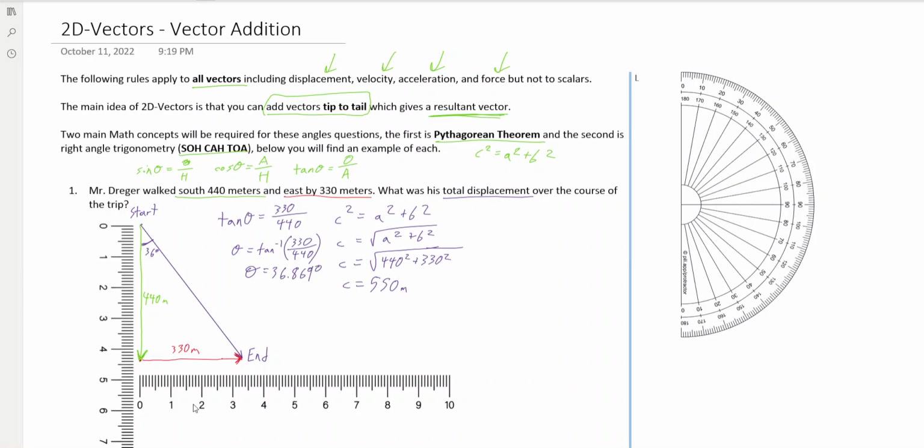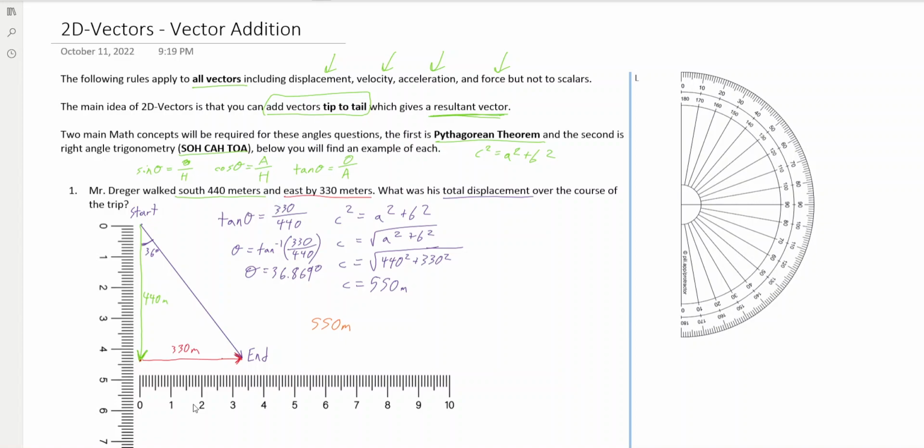36.869 degrees. And so you can kind of see it's pretty close when we use the protractor. My drawing is not perfect, and my protractor isn't even going in the right place, but this gives you some idea. Now, your final answer should be written more like this.